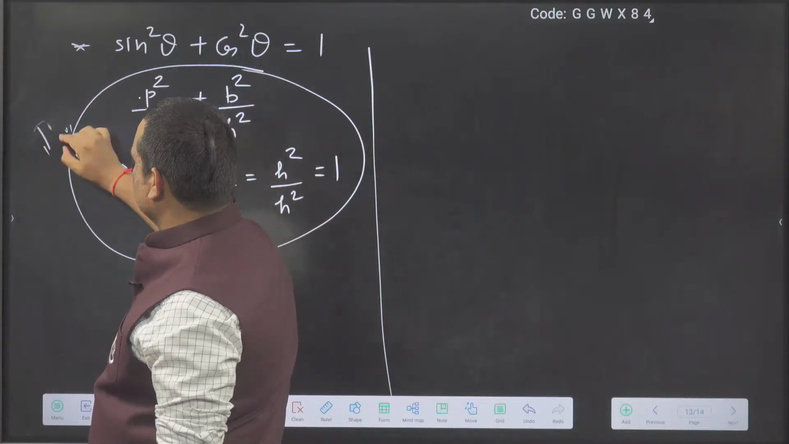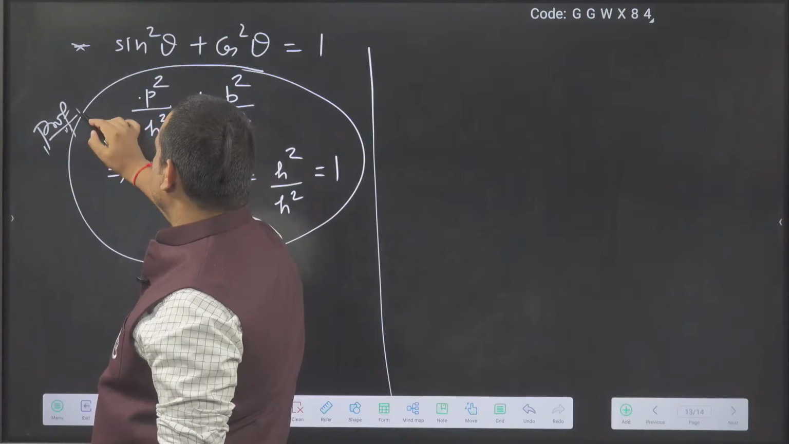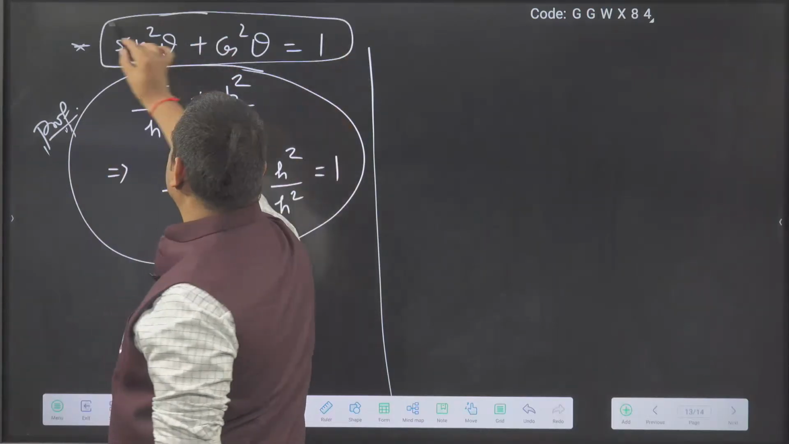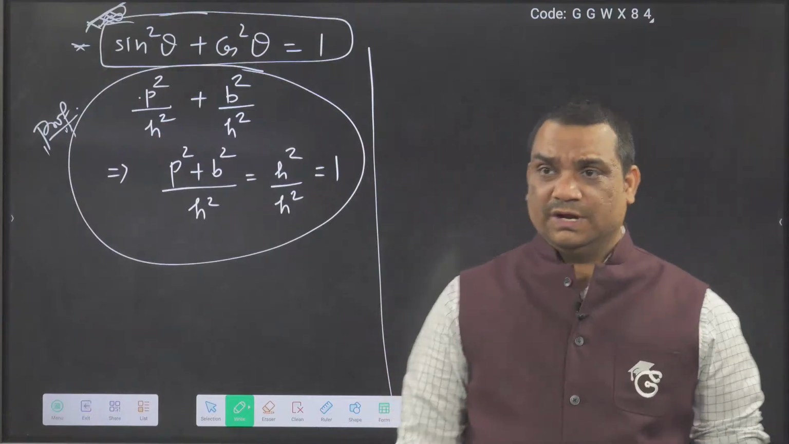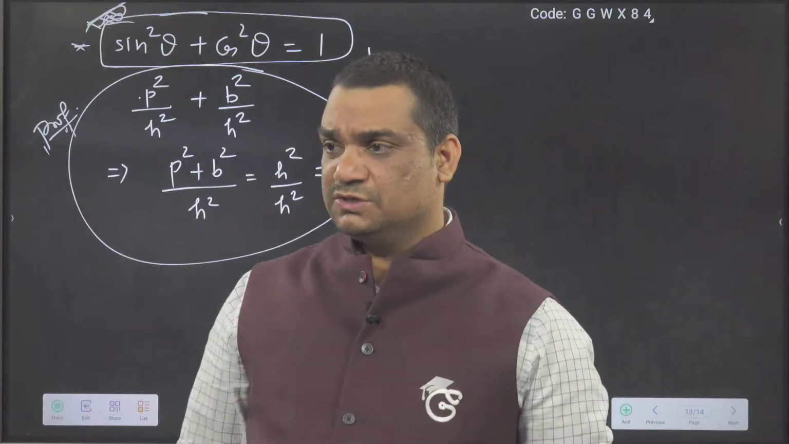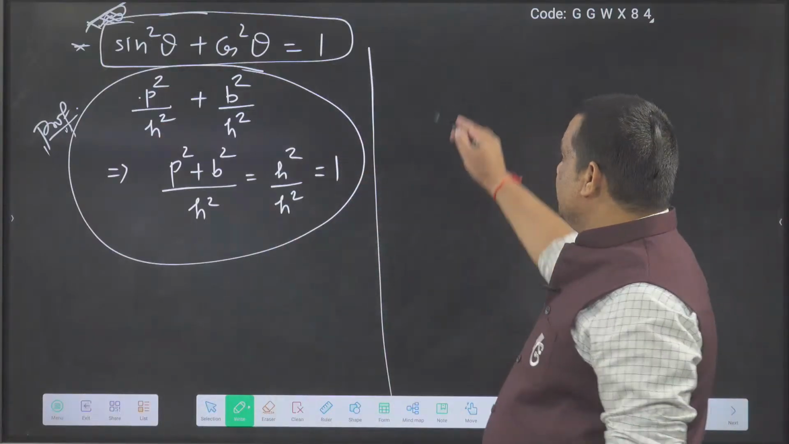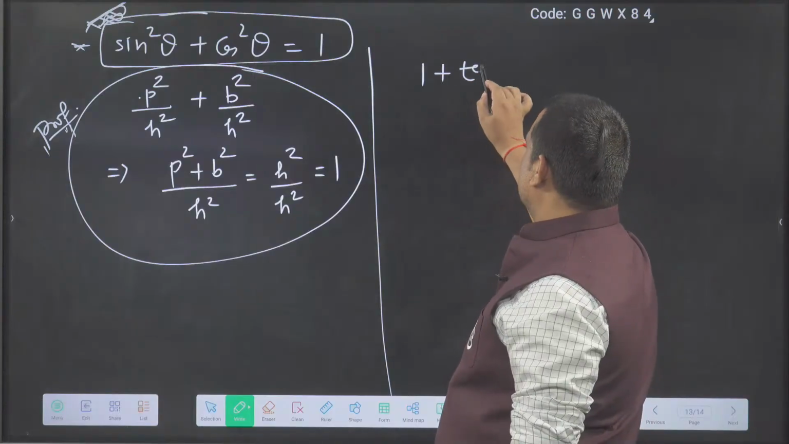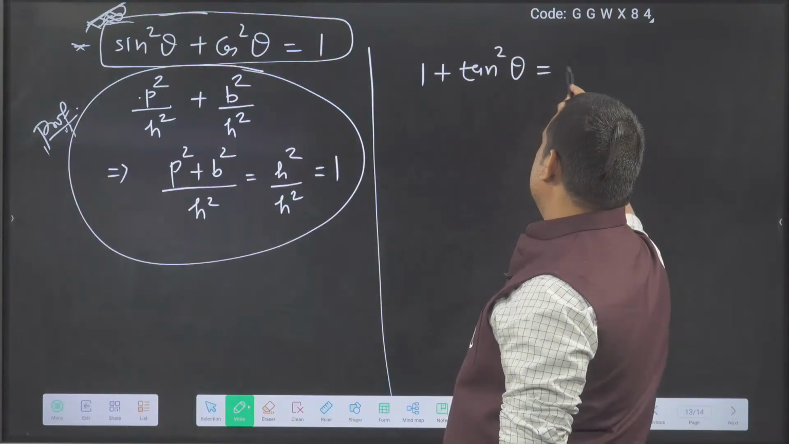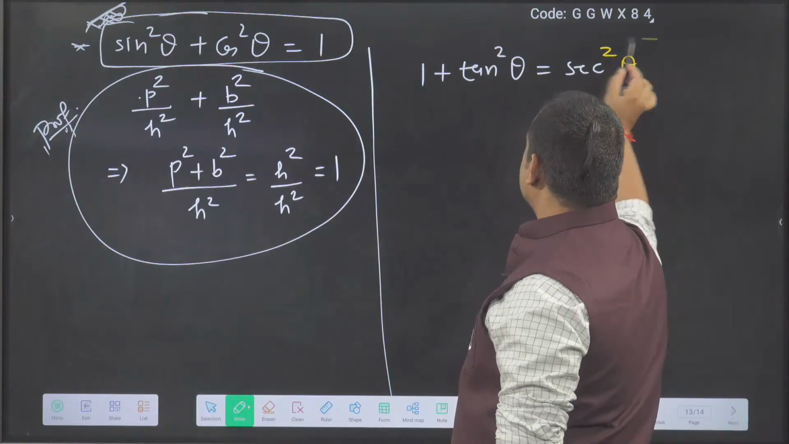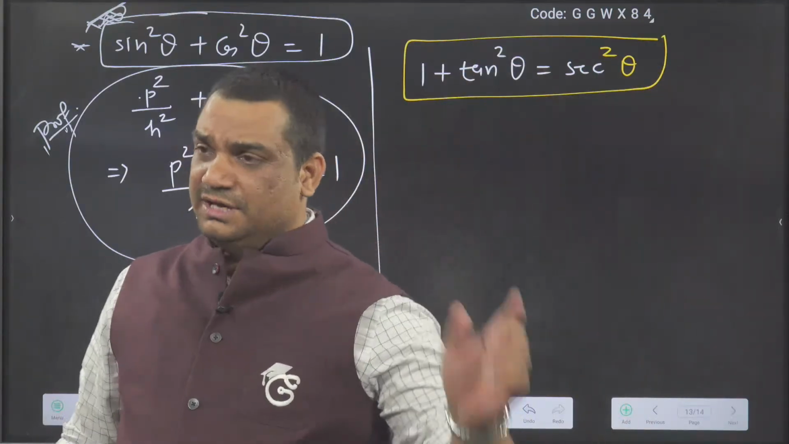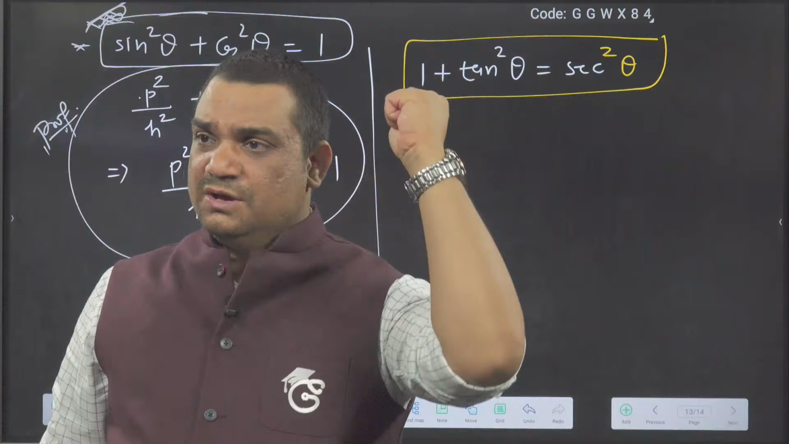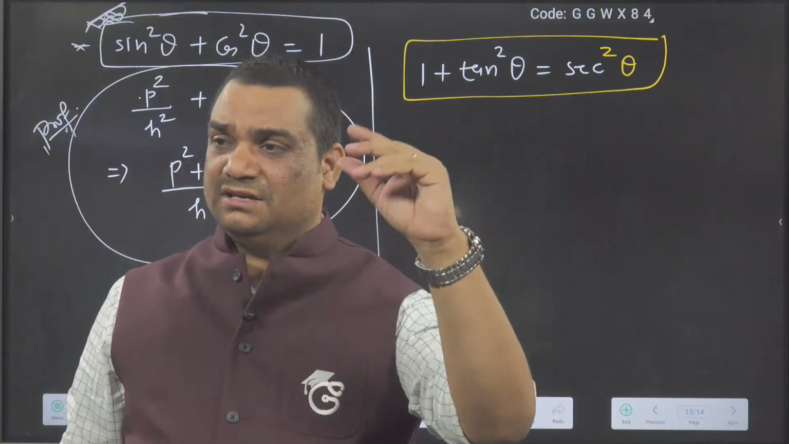What you have to remember in this one is that this formula should be remembered by all: sine square theta plus cos square theta is 1. Another one you will remember here: 1 plus tan square theta equal to sec square theta. Can you prove this also? Yes, we can prove it.